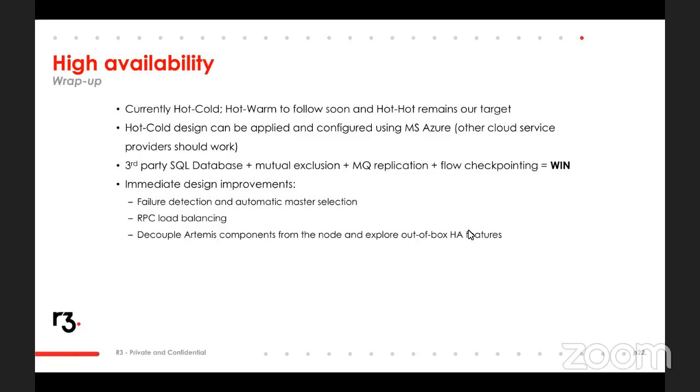We've seen that the most important thing in hot-cold, for example, is having a third-party database, mutual exclusion, message queues, replication, and flow checkpointing equals win. This has made hot-cold easy enough. And immediate improvements for hot-cold are failure detection and automatic master selection, because at this point, if the primary node fails, the only way of knowing it is if someone basically says the node has failed, I can't communicate, so please start the backup.